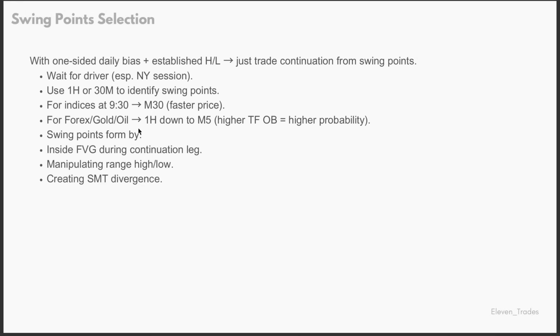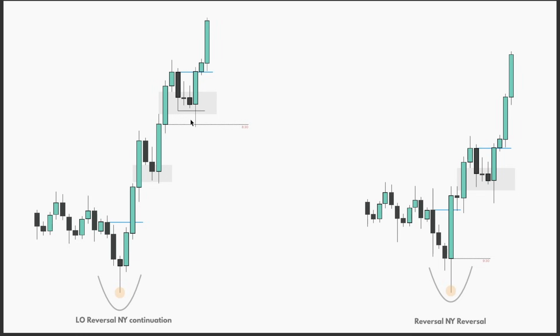And for Forex and gold, I'm using the 1 hour to 5-minute standard time frame alignment, and the swing point can be formed inside a continuation leg. For example, we have established the low of the day. It is important for the continuation entries: London reversal, then we expanded higher, a retracement followed by expansion. Now we have 8:30 news, which is doing nothing, expansion.